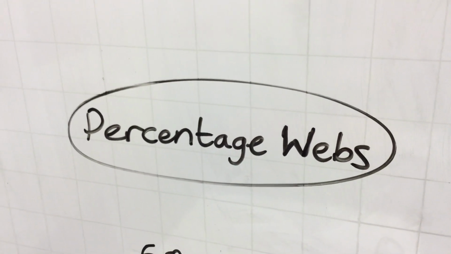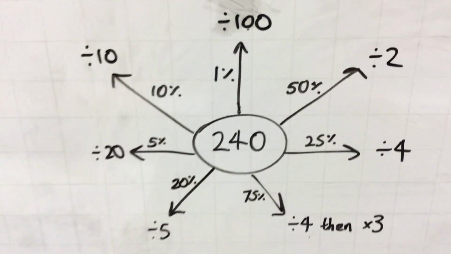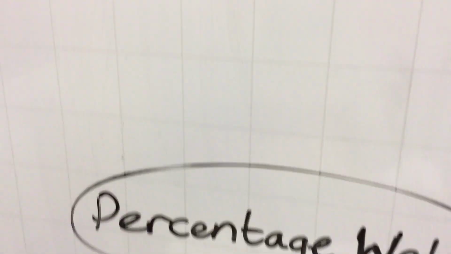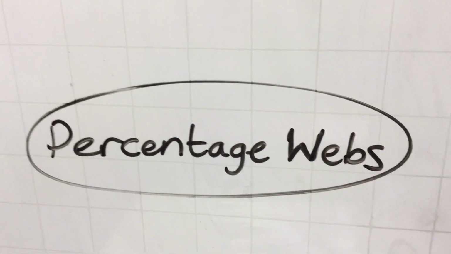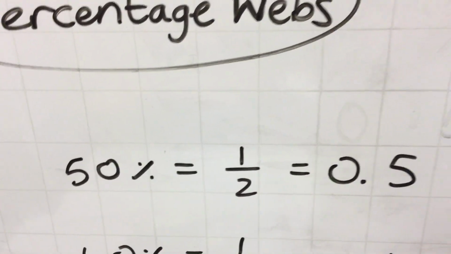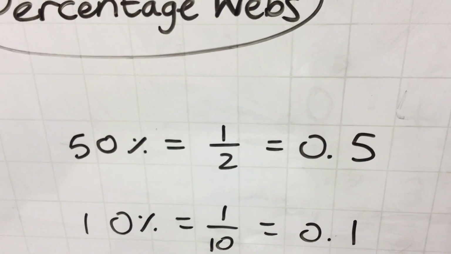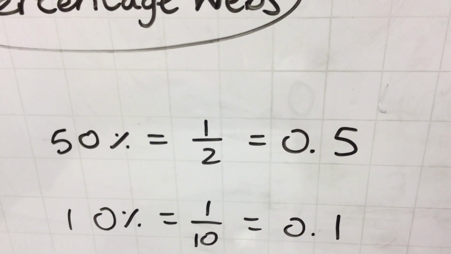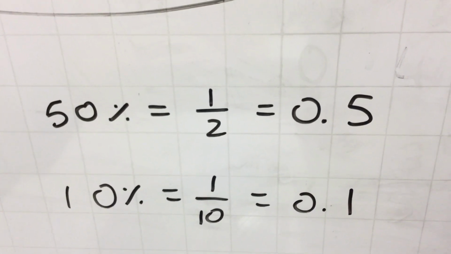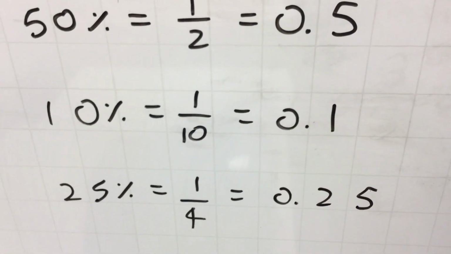Zooming across the other side of the board, percentage webs, which is a bit like this. Might look a bit confusing now, but we'll come back to that. Now, as I was saying, percentages are equal to fractions and decimals. For example, 50%, it's a good one to start with. 50% is equal to a half, which, as a decimal, is 0.5. 10% is equal to 1/10, which is 0.1. 25% is 1/4, which is 0.25.